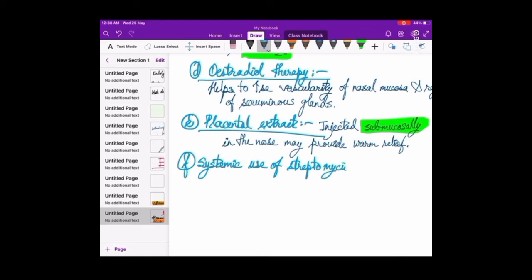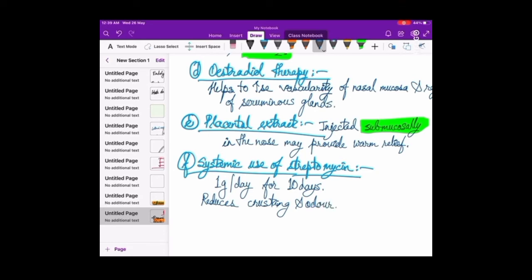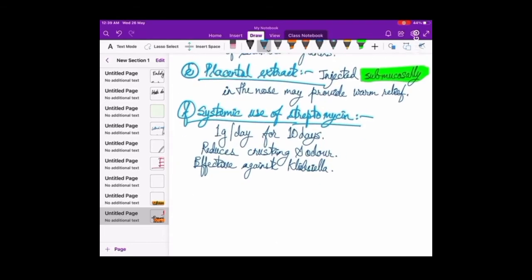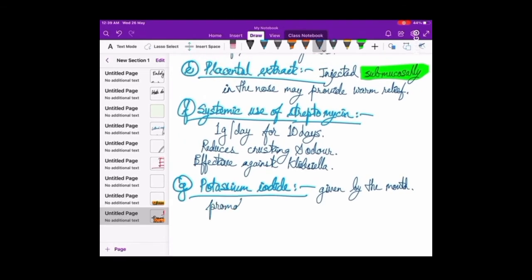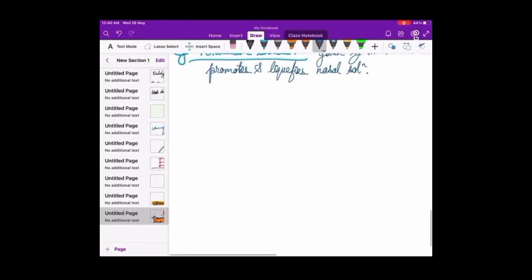Systemic use of streptomycin, 1 gram per day for 10 days, reduces crusting and odor. Effective against Klebsiella. Potassium iodide can be given by mouth. It promotes and liquefies nasal secretion.